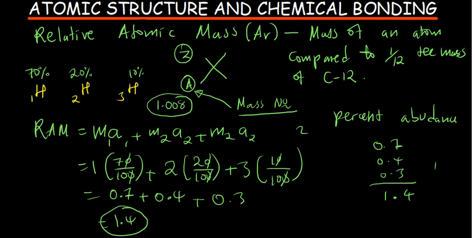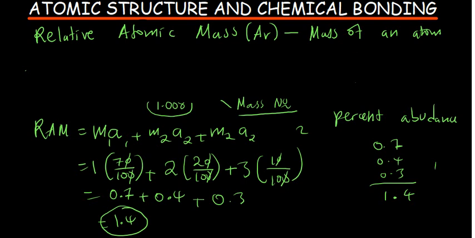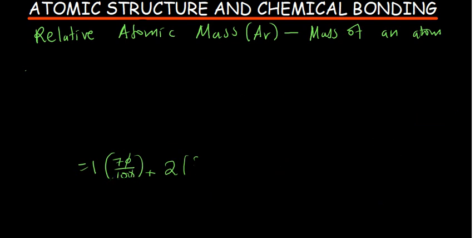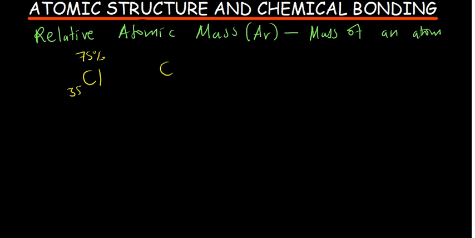So this is how we get to calculate relative atomic mass. Depending on what they give us, different isotopes, you are able to calculate. Let's look at another example. We see how we are able to calculate. Okay, so chlorine, we've been told chlorine contains 75% isotope with a mass of 35. This one is 75% with a mass of 35. And then you have got another one which is 25% with a mass of 37. And then the question is, what is the relative atomic mass?